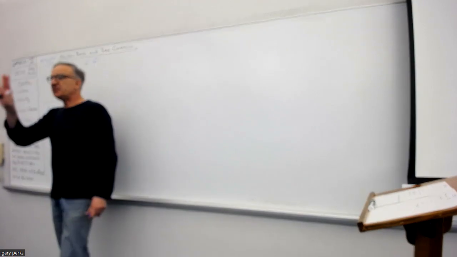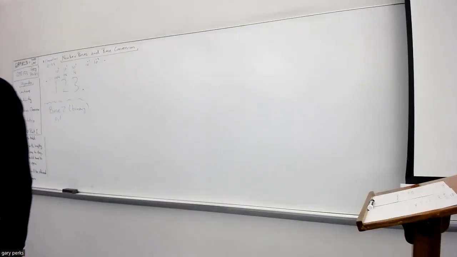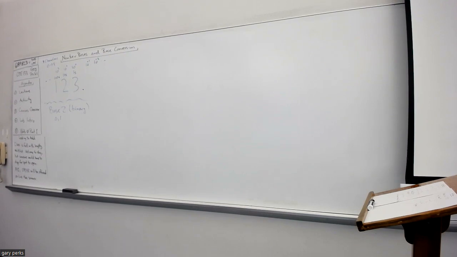So in base 2, we have 2 characters, 0 and 1. Every base has to have the character 0, because in every base you could have nothing, and that's what 0 represents.